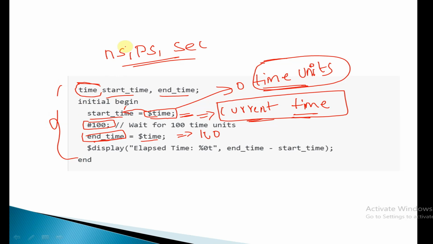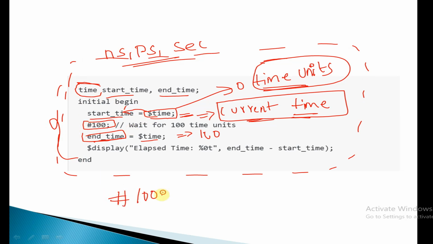Is it clear? In this particular code, I haven't mentioned any time units. I've just mentioned #100. I don't know whether it is 100 nanoseconds or 100 picoseconds or 100 seconds. That's why I'm using the term time units. #100 is a delay. This also we will discuss. If you want to introduce any delay, you use the hash symbol followed by the delay.